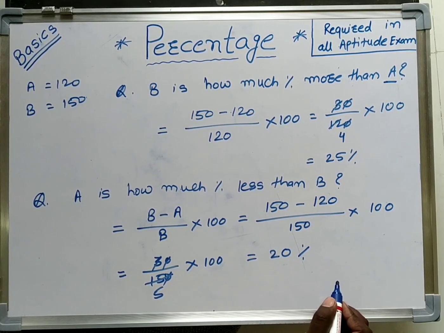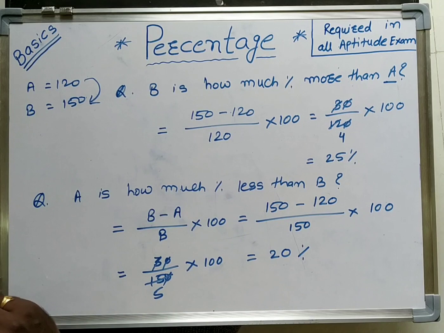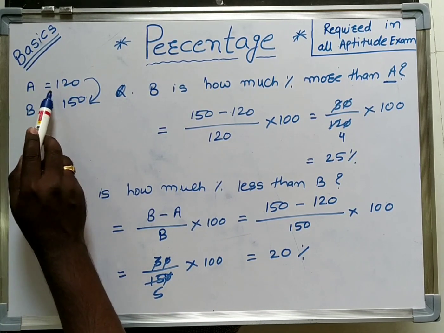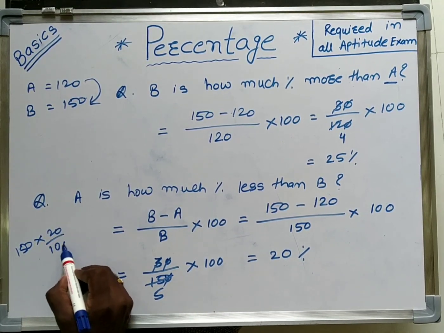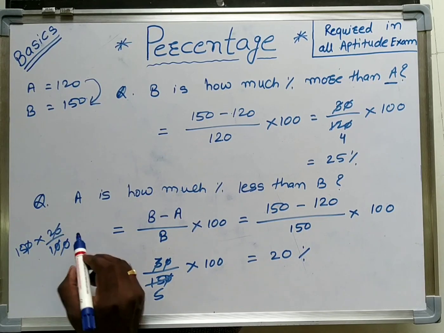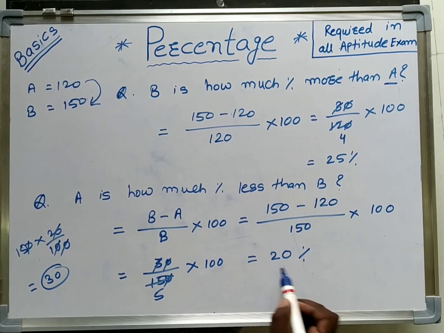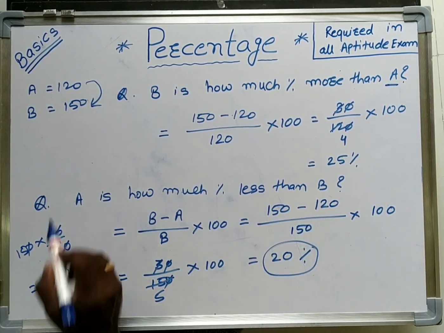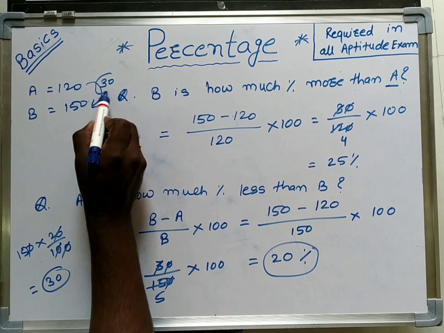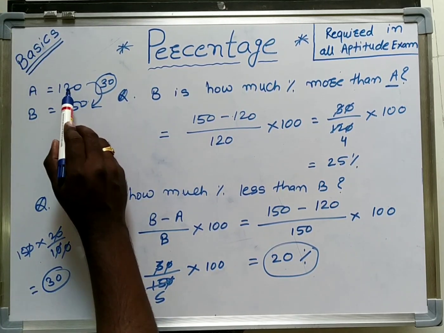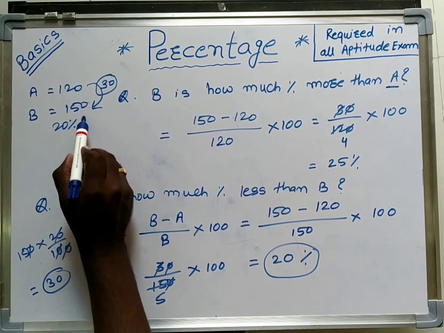It is clear that A is 20% less than that of B. A is 20% less than that of B. Means 150 into 20 upon 100, if we cancel the zeros, what is the answer? That is 30. So A is 20% less than that of B, and the value is 30. A is 30 points, or a magnitude of 30, less as compared with B, and the percentage will be 20%.